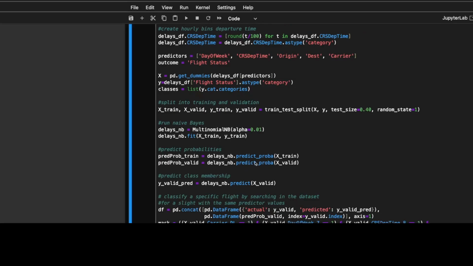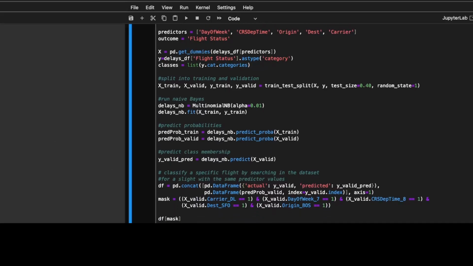And then we make predictions. The predict_proba is the command that we use for that, for the training set and validation set. And then we also predict class membership for the validation set. Predict returns the actual class prediction based on which probability is higher. These predicted classes will then be compared against actual outcomes to evaluate our performance. So that's what we are doing in this case.